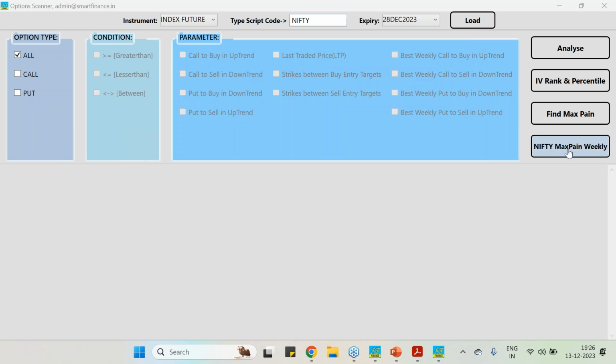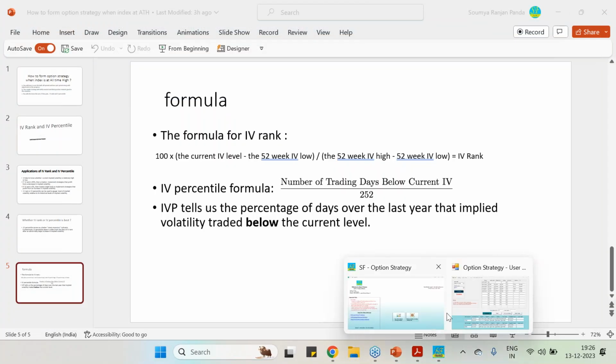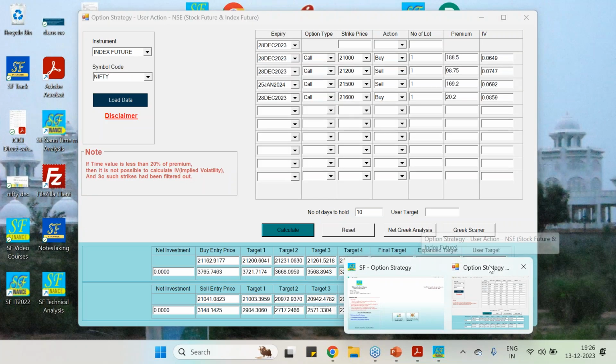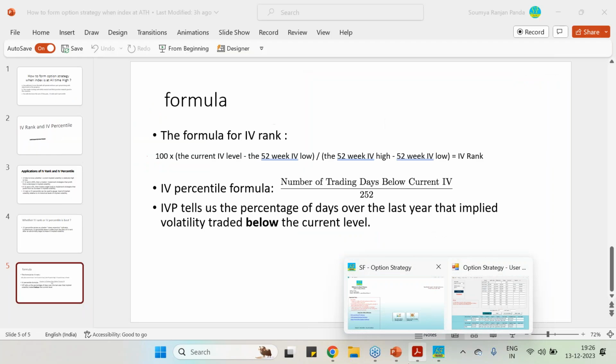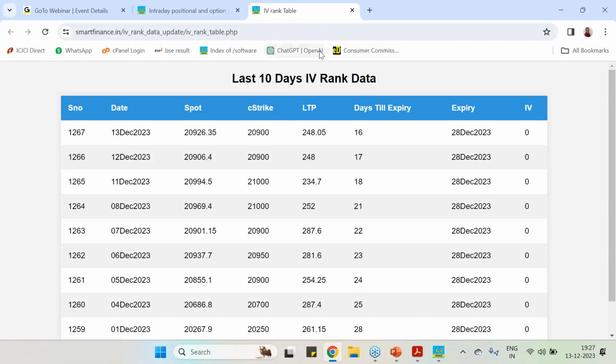Same way, weekly options also, you can find out where it is going to expire. So weekly max pain also you can find out. For the weekly max pain, whatever the weekly options are there, it will find out the max pain and show you. Because market is closed now, the weekly option data may not be there. Fine. So this is about your max pain, IV rank, IV percentile.